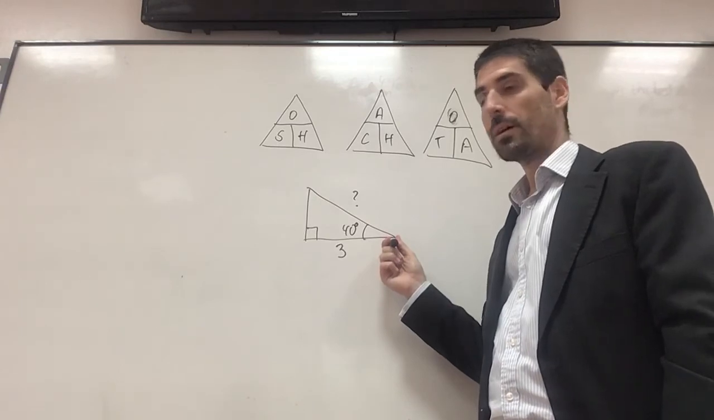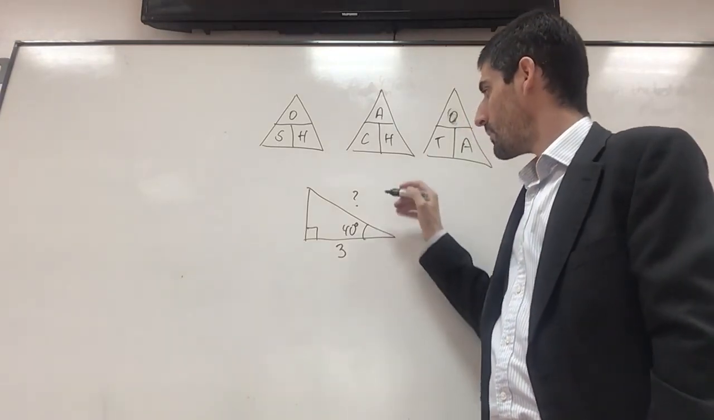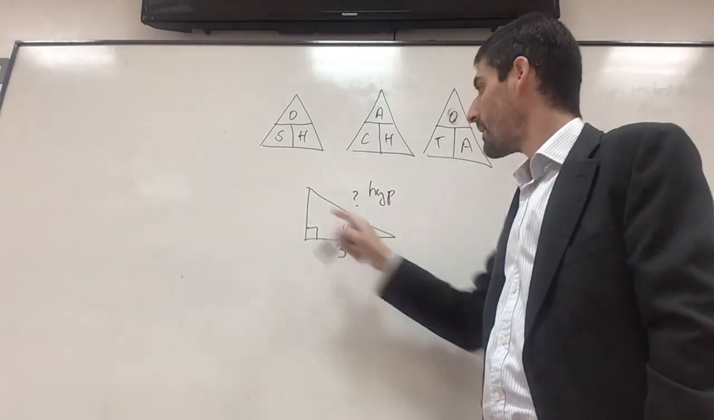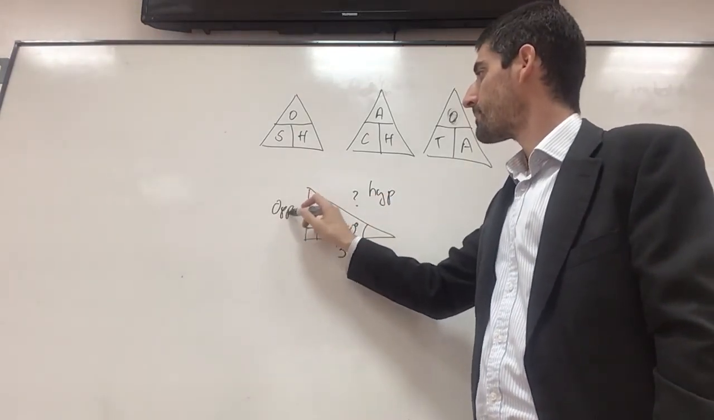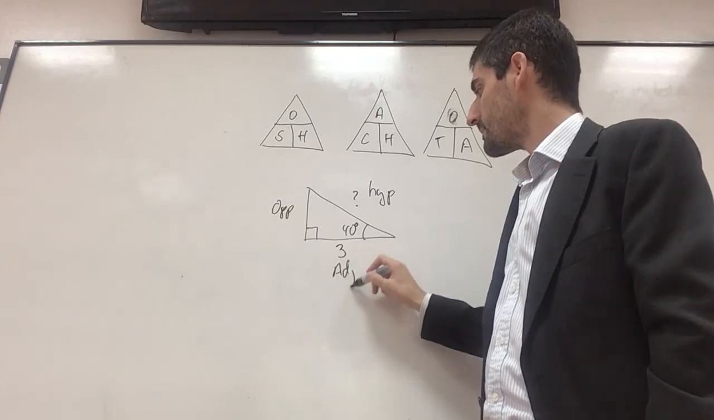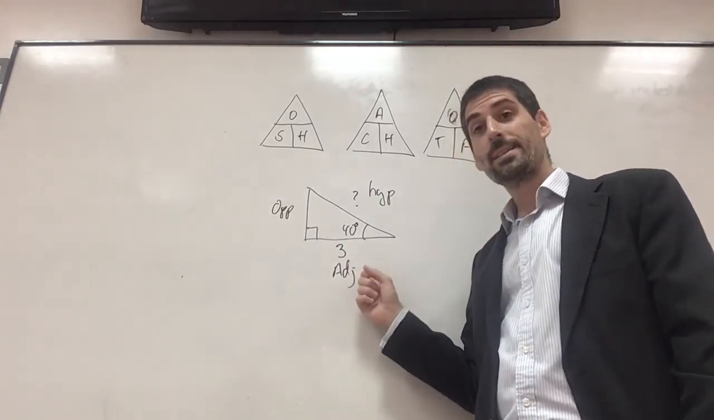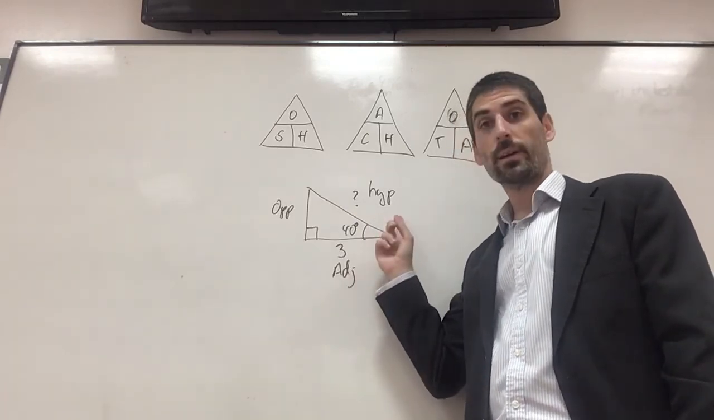That's the angle that I know. This is going to be the hypotenuse. So they want me to find the hypotenuse. That's the opposite. And this is the adjacent. Okay, so I know the adjacent and I want to find the hypotenuse.